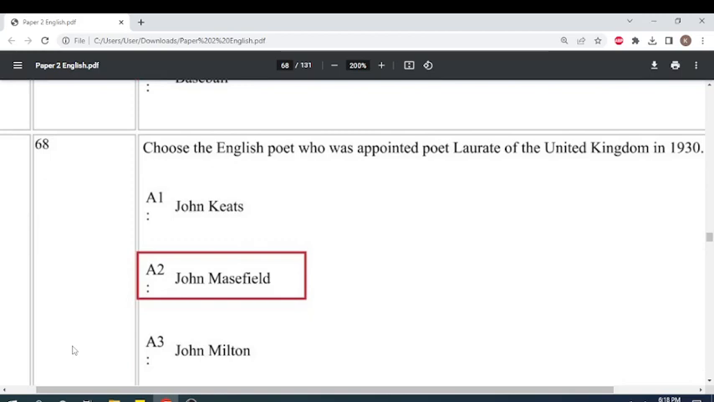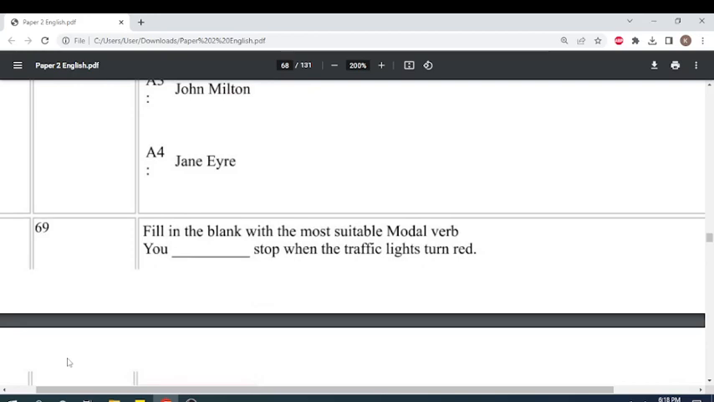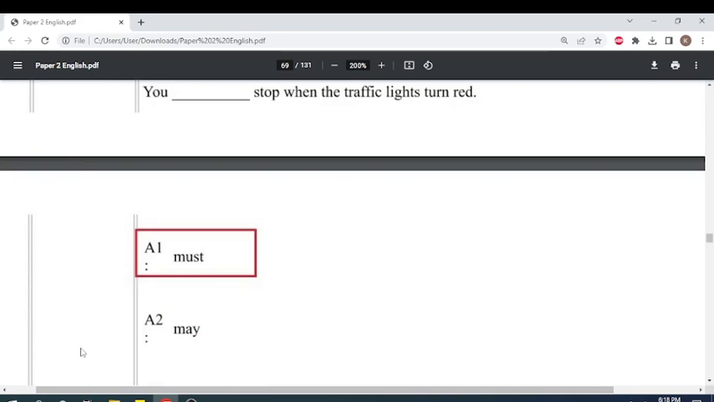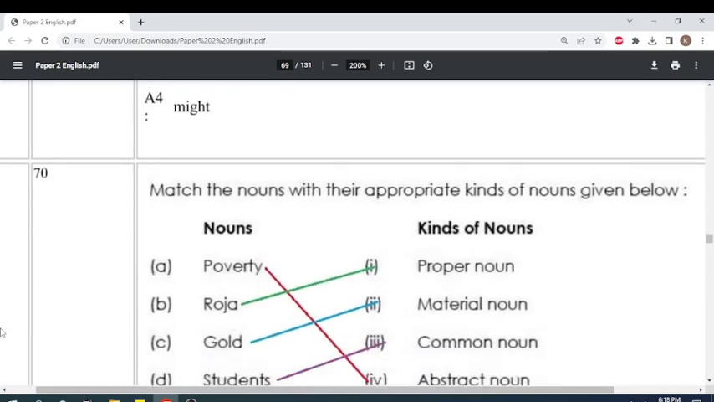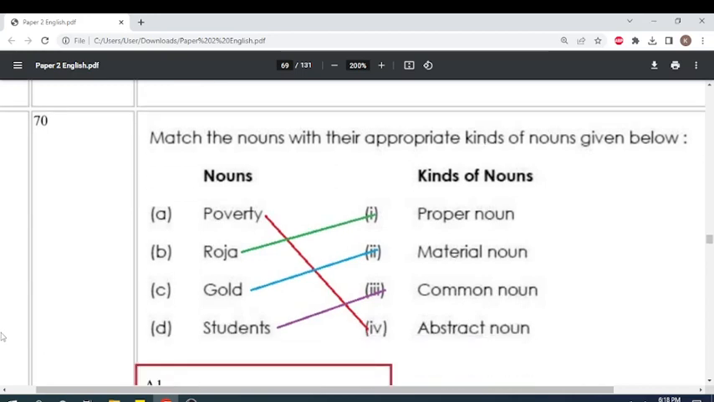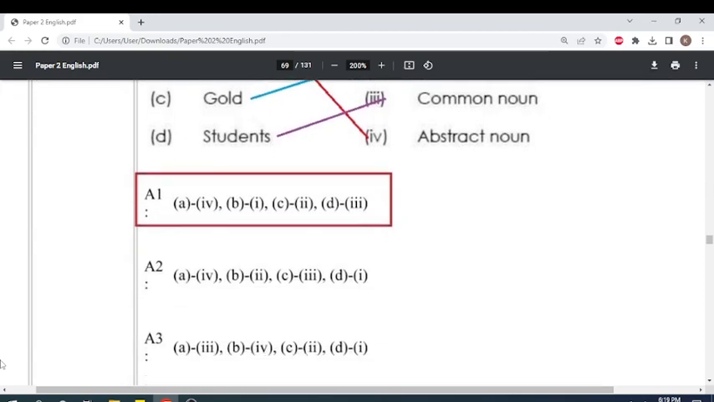68. Choose the English poet who was appointed poet laureate of the United Kingdom in 1930. Answer A2 John Masefield. 69. Fill in the blank with the most suitable modal verb. You dash stop when the traffic lights turned red. Must. 70. Match the noun with the appropriate kind of nouns given below. Poverty, abstract noun. Roja, proper noun. Gold, material noun. Students, common noun. Answer given.